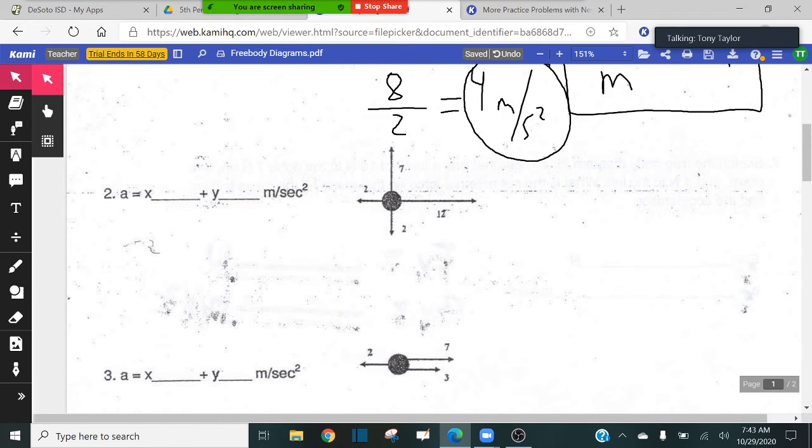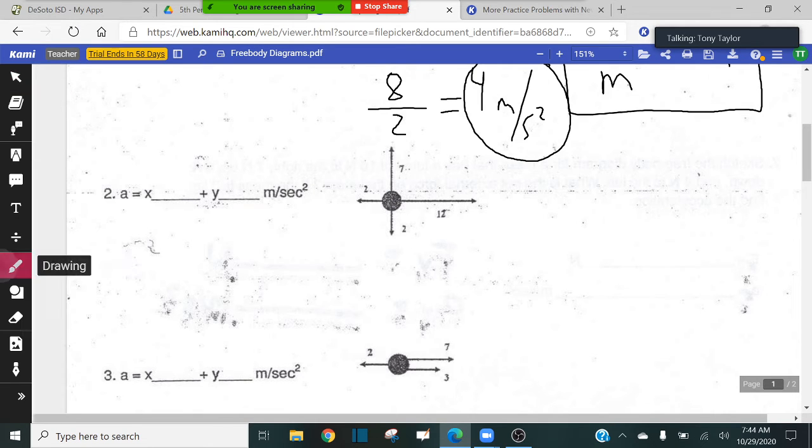Now, guys, look at number 2 here. In number 2, notice how we have forces acting in the y direction, but we also have forces acting in the x direction as well. So that means we're going to have 2 acceleration values. So this object is going to be accelerating in the vertical direction at the exact same time it's going to be accelerating in the horizontal direction. Okay, so let's solve for both of them.